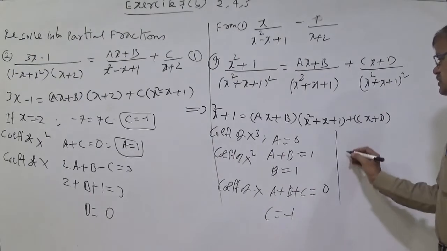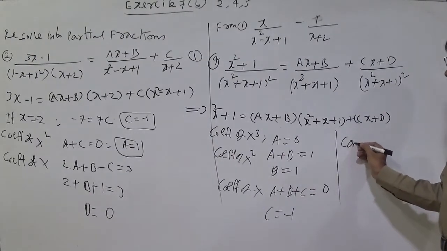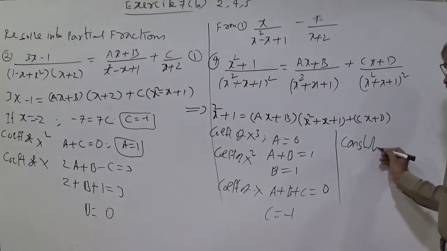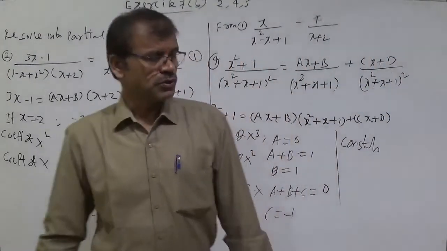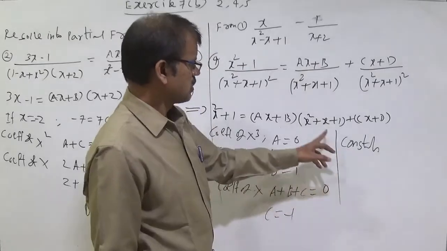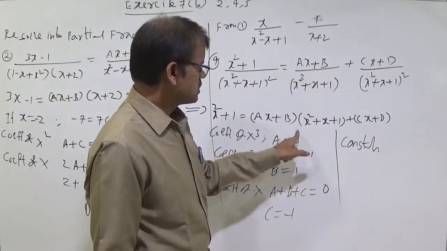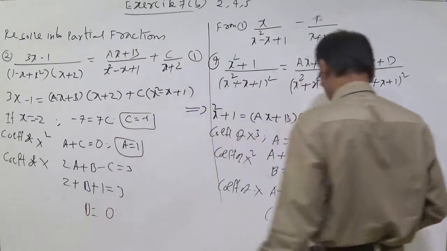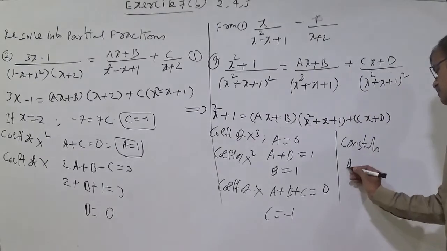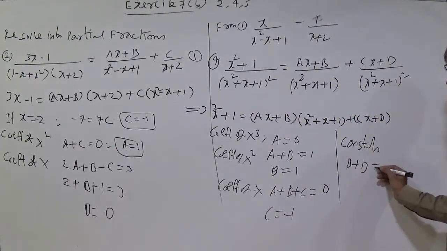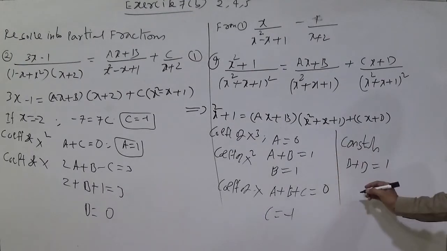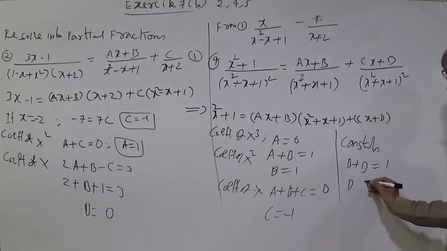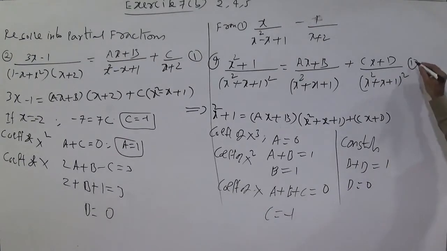At last you put x is equal to 0, or comparing constants. Comparing constants is nothing but putting x is equal to the value 0. Whenever we compare constants, it becomes simply b plus d is equal to 1 here. B plus d is equal to 1. What is the value of b? 1. So d becomes 0. So d is equal to 0. Let it be first equation.